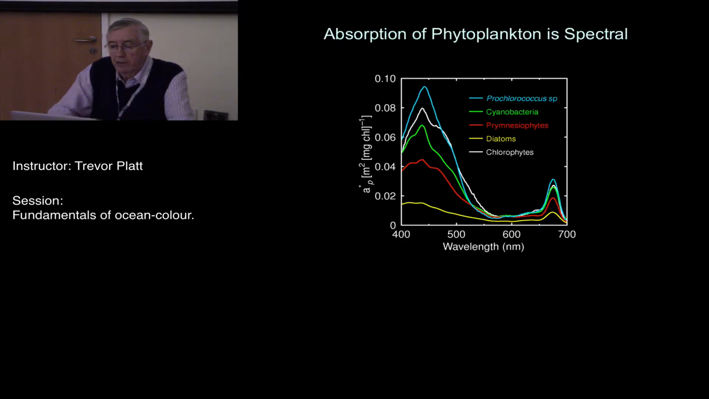Okay. Now, the other thing to notice is that optically, and this is in the visible part of the electromagnetic spectrum, absorption of phytoplankton is highly spectral. You can see the very strong spectral structure in the absorption spectra of various phytoplankton groups. So all these things are going to bear on the basis of ocean color, as we're going to discuss.